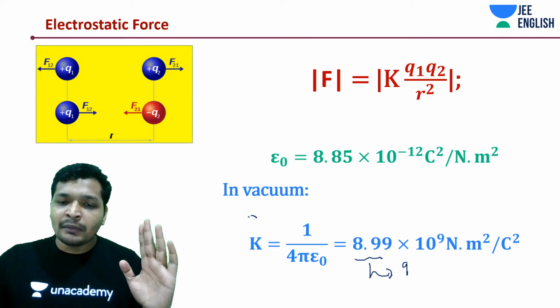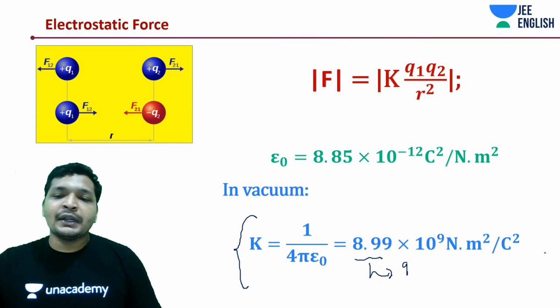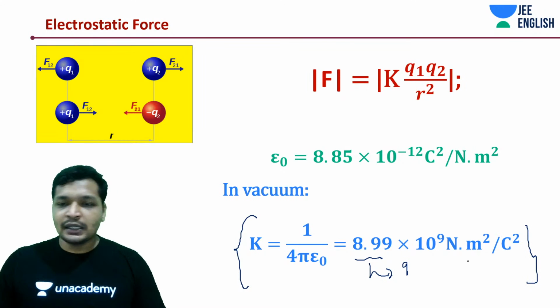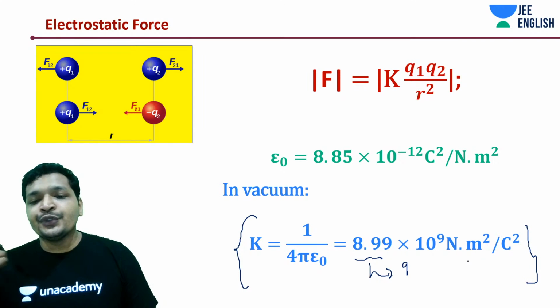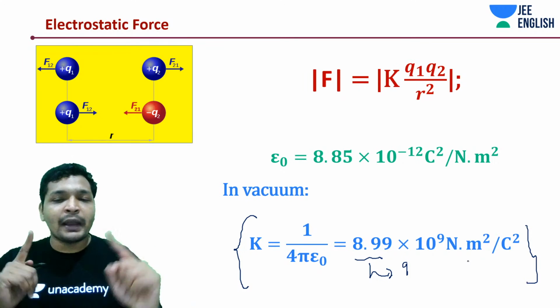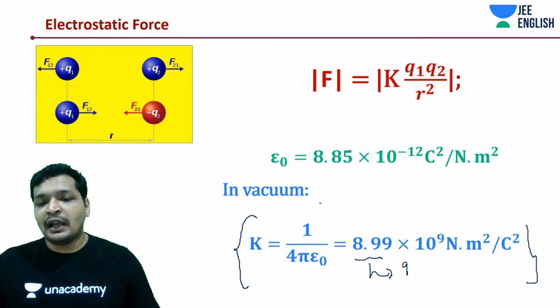So K is equal to 1 by 4 pi epsilon naught, 9 into 10 to the power 9 Newton meter square per Coulomb square. You don't have to necessarily remember the units. You can derive the units. Not a big deal. But the value you have to remember: 9 into 10 to the power 9. Value of K, 1 by 4 pi epsilon naught. And what is the value of epsilon naught? 8.85 into 10 to the power minus 12. I generally have a habit of remembering easier things, which is going to be 9 and 9.